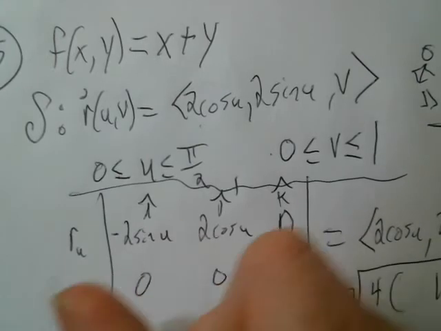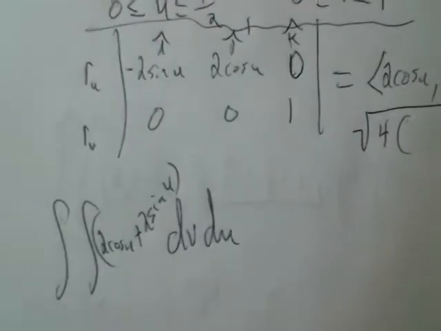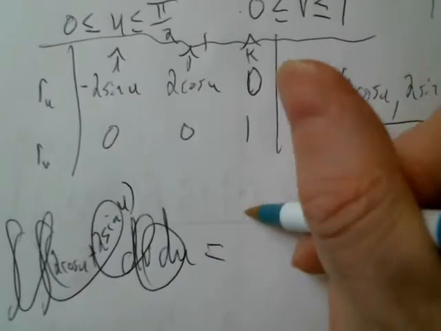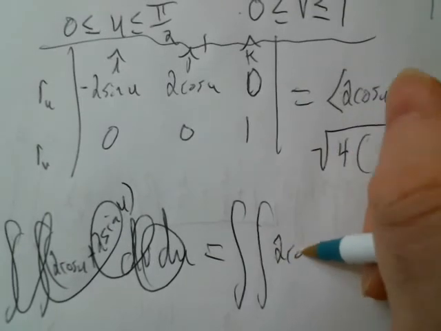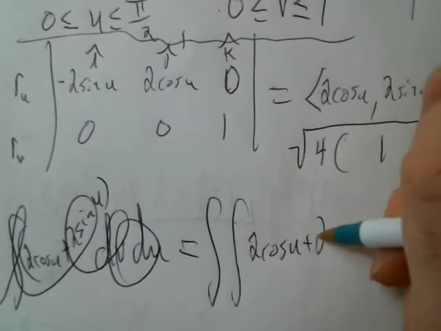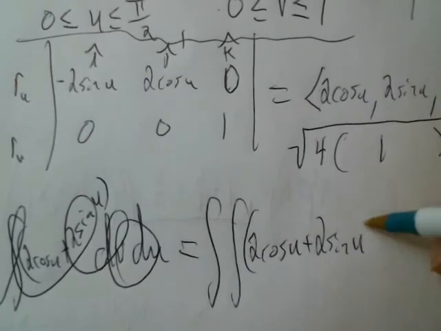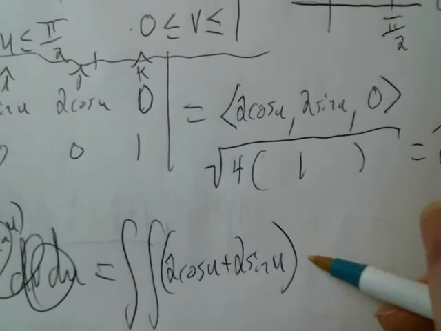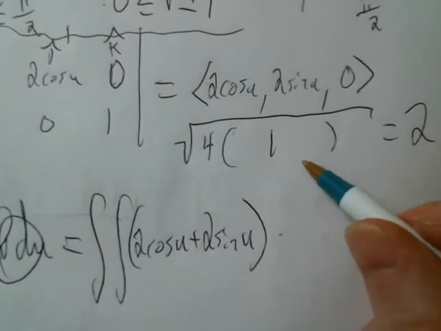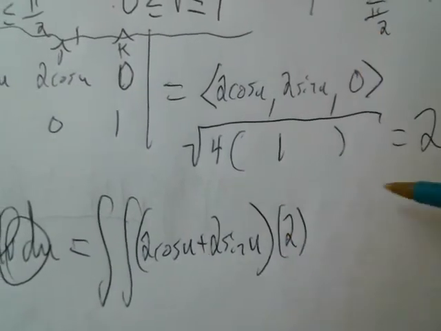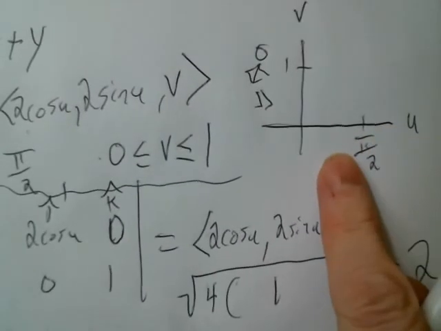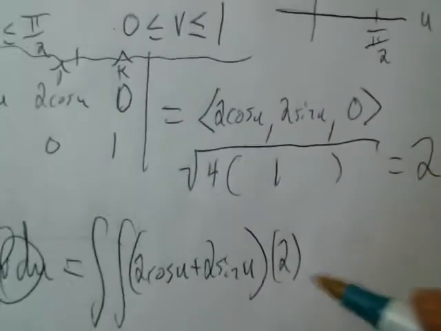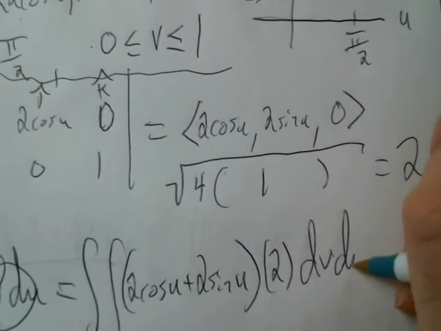Sorry. Okay, so there's no room. All right, so it's the double integral of 2 cosine u plus 2 sine u. That's f of x, y in terms of u's and v's. And then times this magnitude of the cross product, which is 2. And then the ordering I'm doing based off this picture, v first and then u. So I go dv and then du.